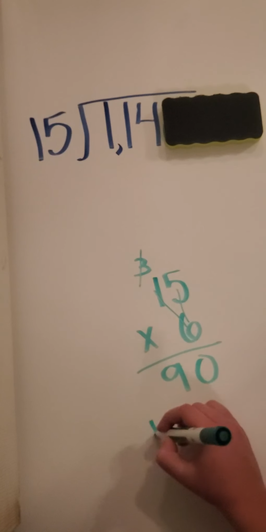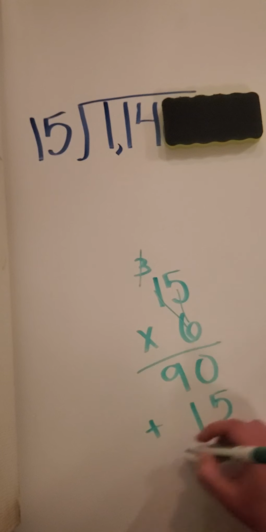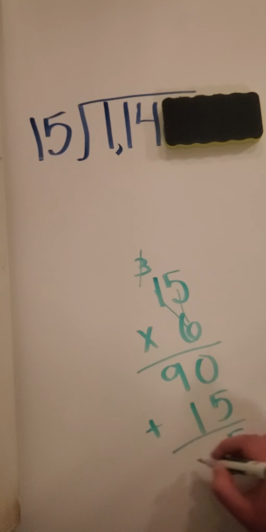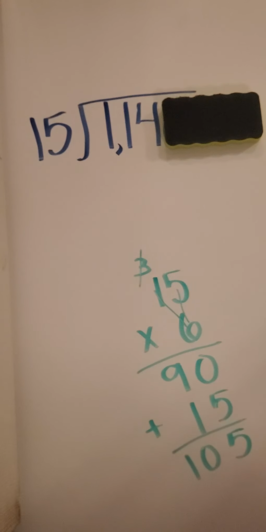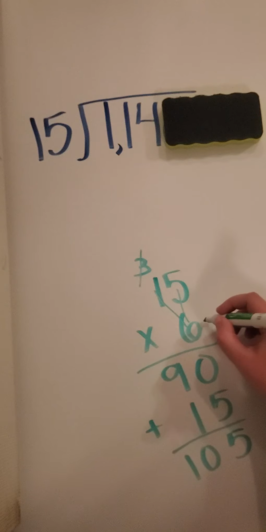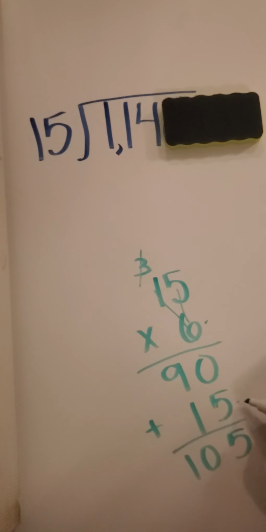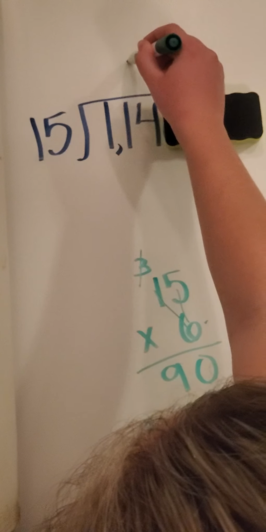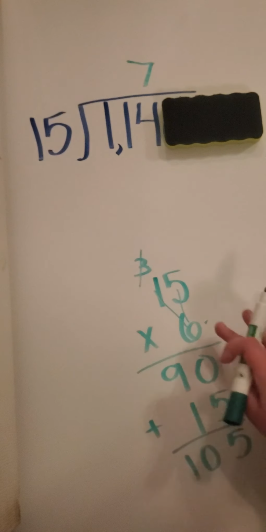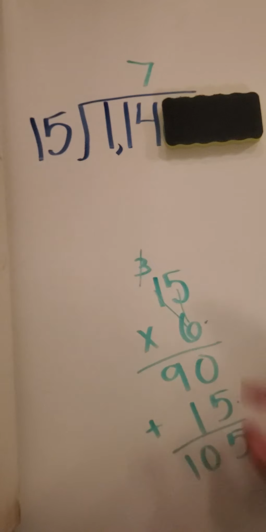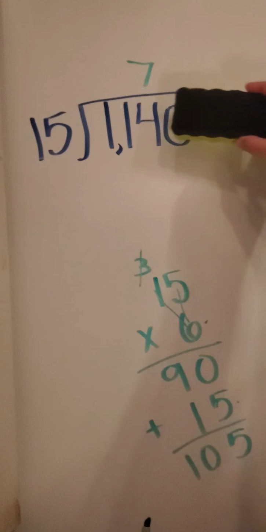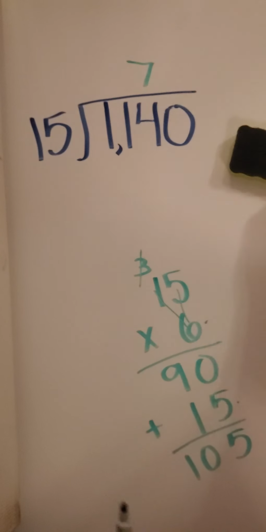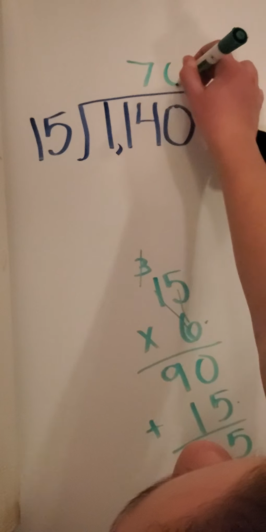So maybe if I add another 15, okay, 105. 105 is still less than 114, so I can use that. So I multiplied by 6, and then I added another group of 15. So 15 goes into 114, we'll say 7 times, because that 6 plus 1 extra group of 15 is 7. Now, I was covering up one place value, so I'm going to make it 10 times greater.